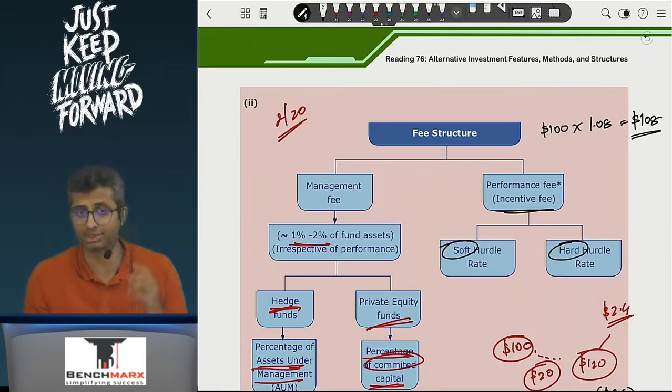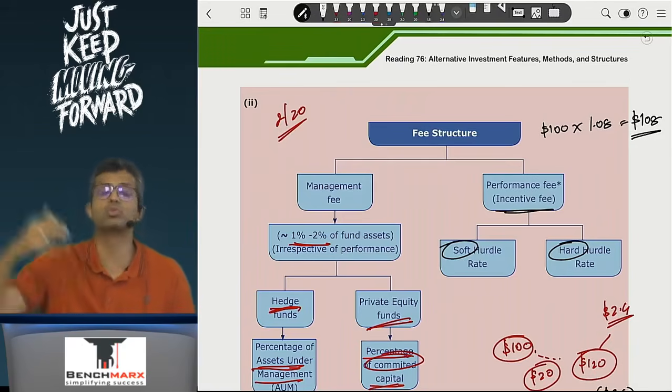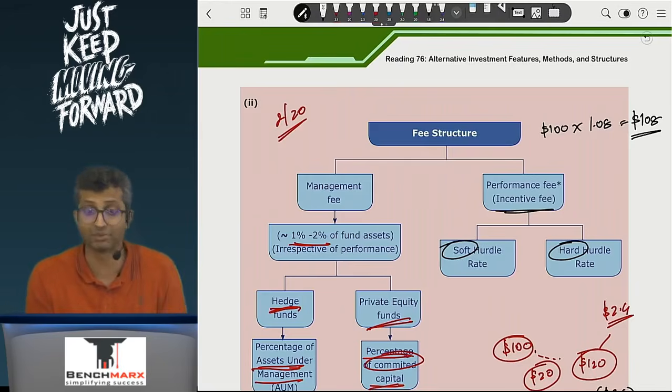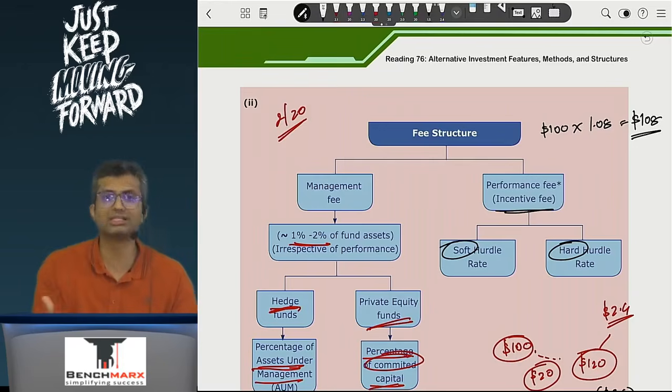Let us say it is 8%, which means if you earn more than 8%, only then will you get your incentive fee. Now, if let's say in the first year, my fund had $100 and the fund value reached $120, which means is it above 108? Bang on. Which means are you entitled to incentive fee? Perfect. However, incentive fee will be on what? Let us say it is independent of the management fee. It will be a percentage of what? Well, if it is a soft hurdle rate, the moment you cross the 108 barrier, then you are entitled to the incentive fee on the entire amount.